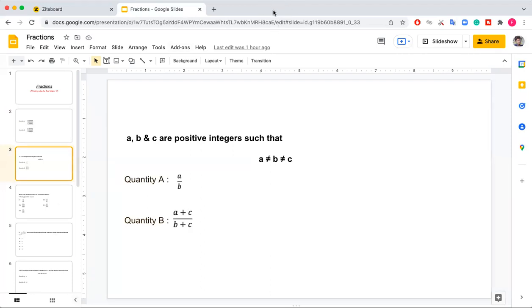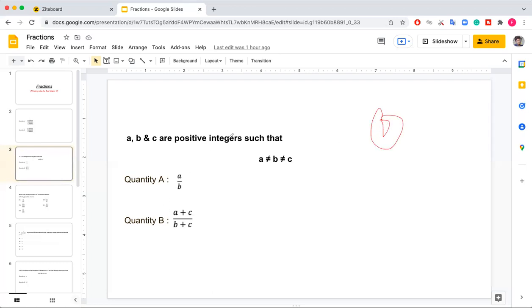Or you can solve this question very quickly. Now you can clearly identify that the answer to this is D.